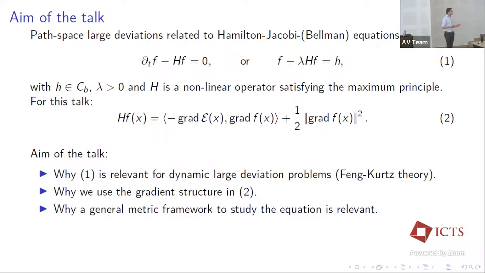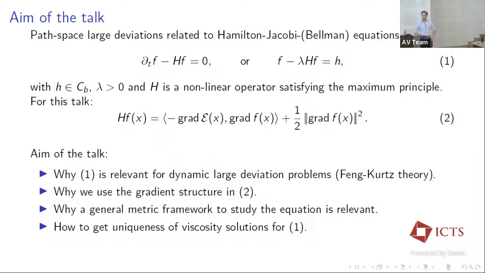Then the third question, of course, is, okay, suppose that this pops up in large deviations. This is the structure that you want to use. Why do you actually want this general metric structure to treat many of these equations in one go? So that's the third question I want to answer.